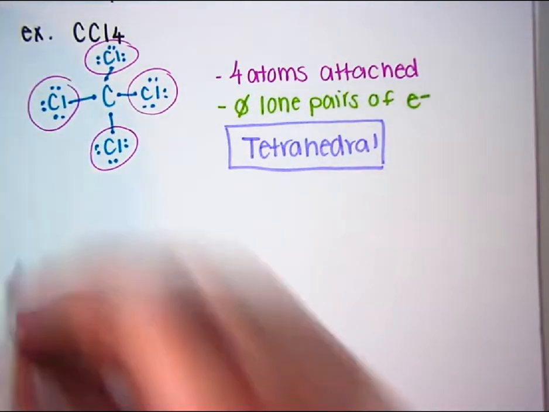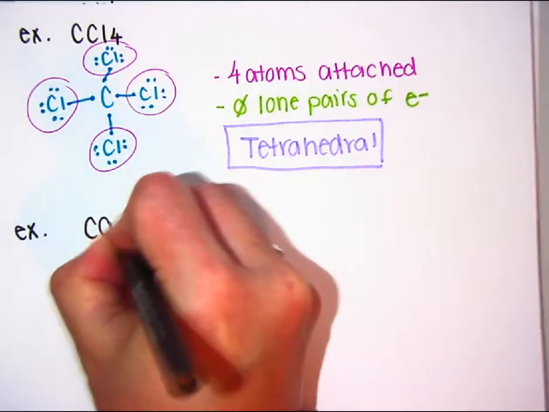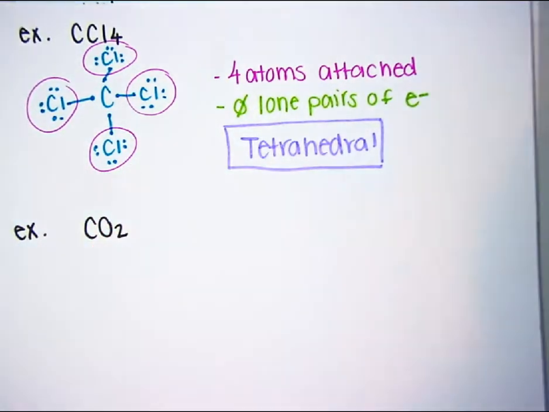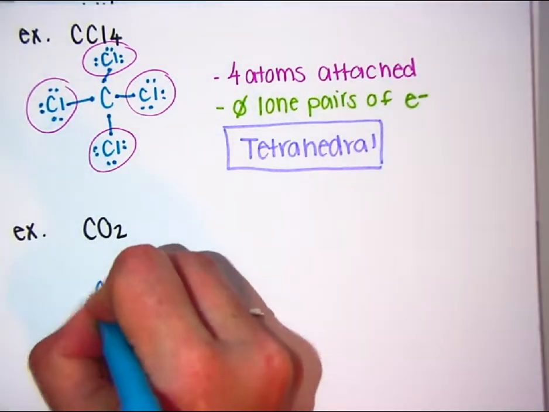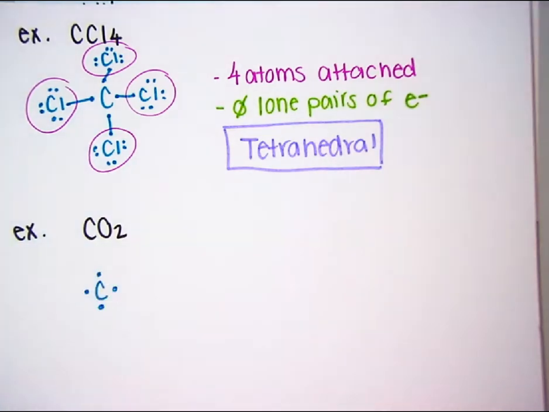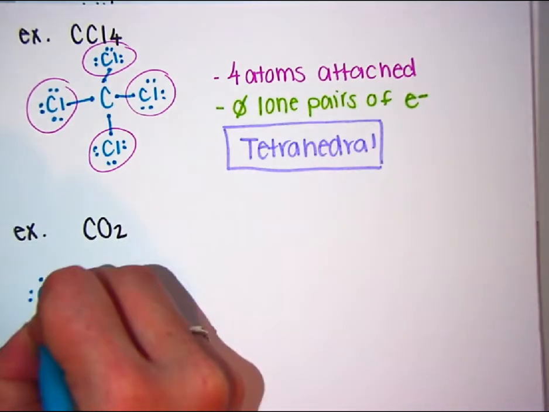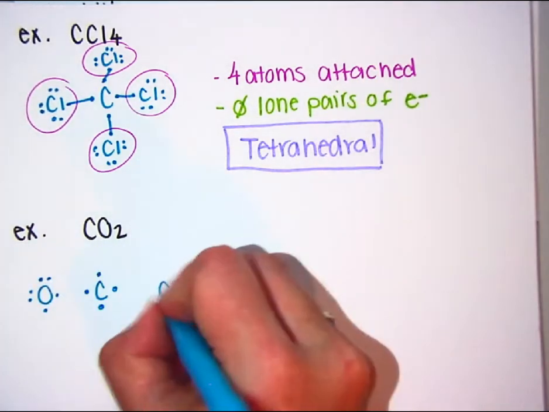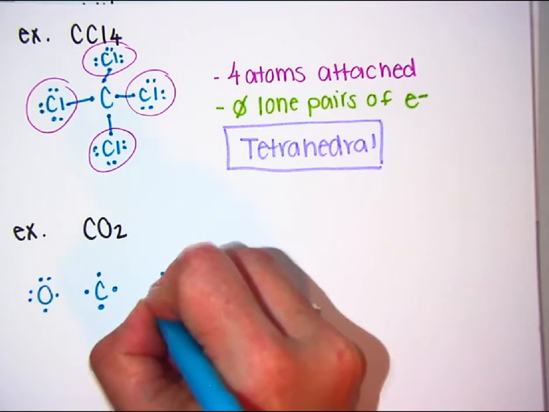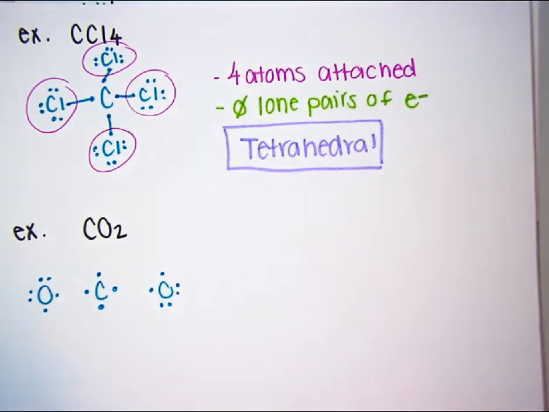Let's try carbon dioxide. Step 1, draw your Lewis structure. Again, carbon is in group 4, so it has 4 valence electrons. Oxygen is in group 6, 6 valence electrons, 6 dots. Electrons that are unpaired can be shared.